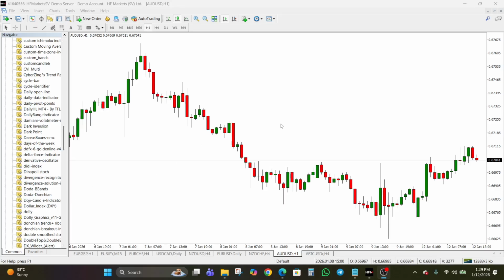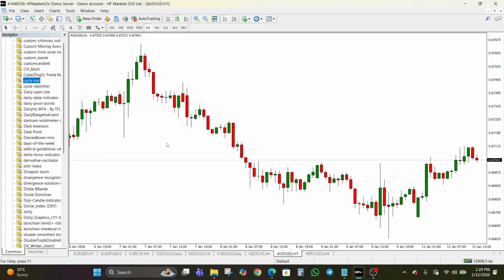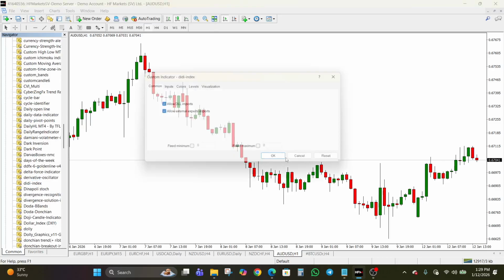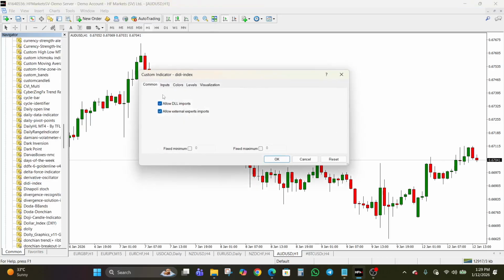After downloading the indicator, head over to your indicators folder for your MT4 or your MT5 terminal. Then after pasting it in the indicators folder, you can get back to your navigator and refresh it. After doing that, you should be able to find the Didi Index Indicator. Just drag and drop it on your preferred chart. Ensure that the Allow DLL Imports box is checked.